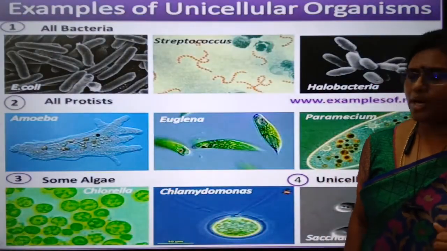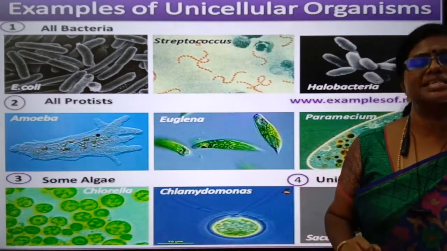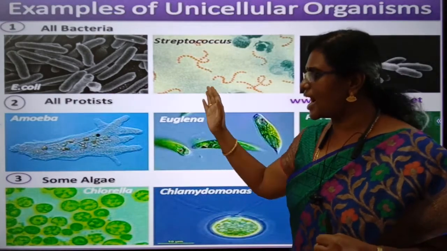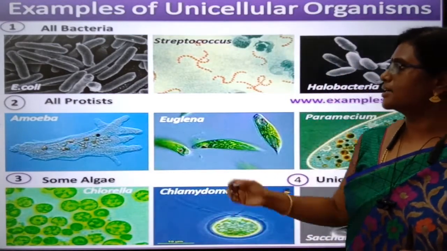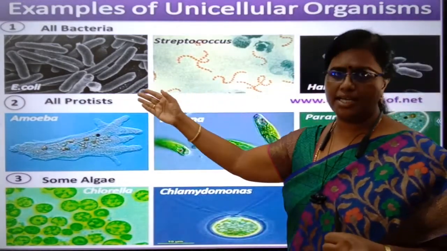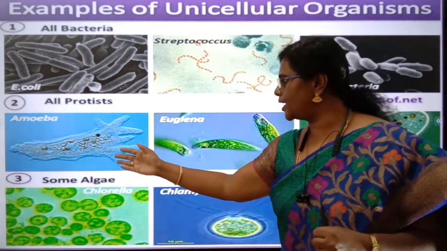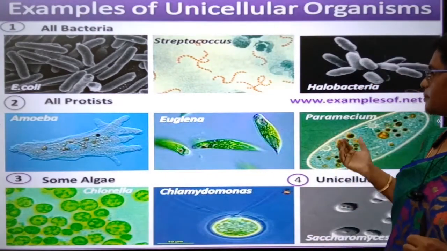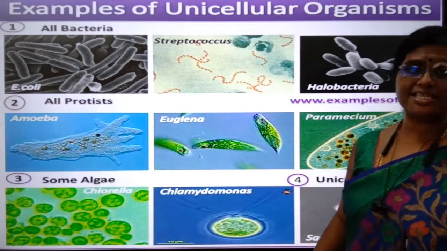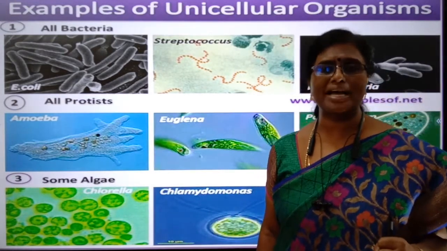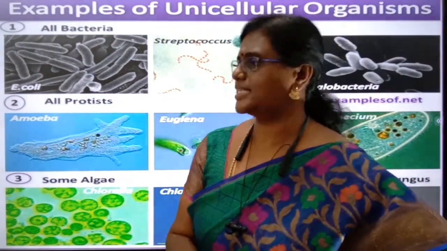Now coming to the last part of this class, which is about unicellular organisms and multicellular organisms. These are some examples of unicellular organisms: bacteria like E. coli, Streptococcus, and Halobacteria, all protists like amoeba, euglena, protozoans, paramecium, algae like chlorella, chlamydomonas, and Saccharomyces cerevisiae. Can you recall what Saccharomyces cerevisiae is? Yes, Saccharomyces cerevisiae is the scientific name of yeast, correct.